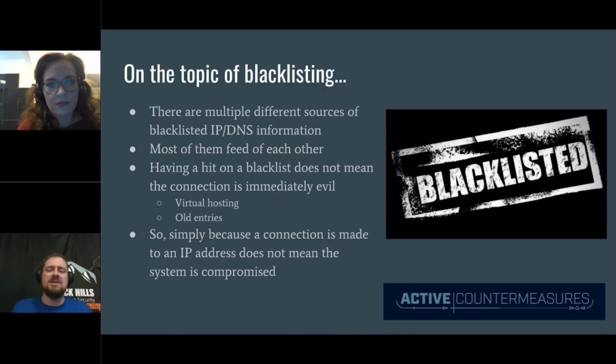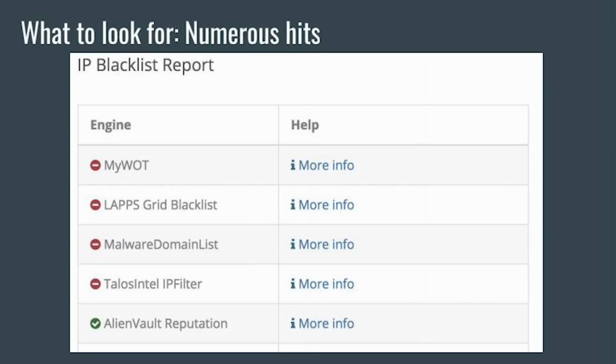So having a hit on a blacklist does not necessarily mean the connection is immediately evil. There are many situations where you'll have an IP address and there's virtual hosting in play. There'll be 20, 30, 50 web services running off of this IP address, and only one of them may be evil. And also old entries. If an IP address ends up on a blacklist and it's cleaned up, many times that old entry will persist for an extended period of time. So simply because a connection is made to an IP address on a blacklist does not necessarily mean that that system is compromised. So what are some things you should look for?